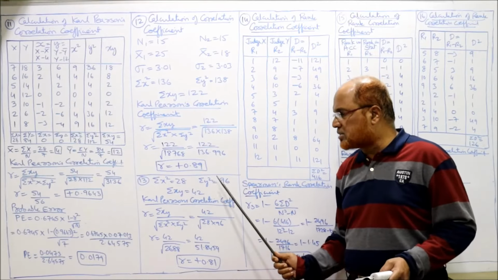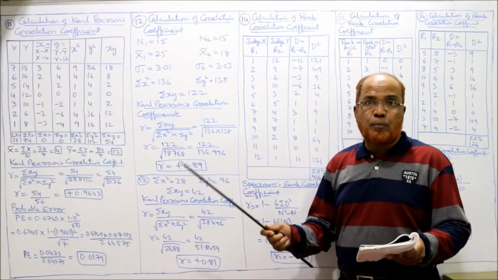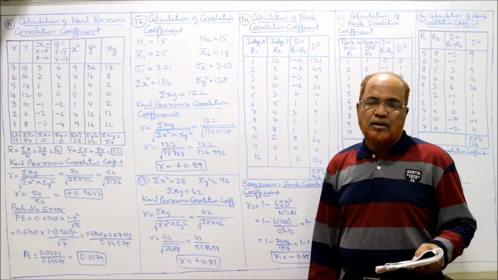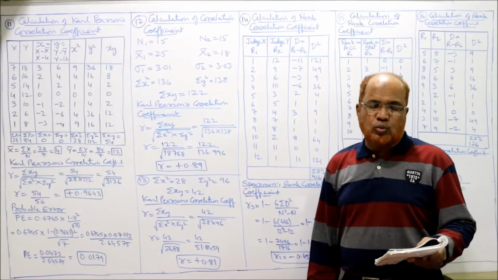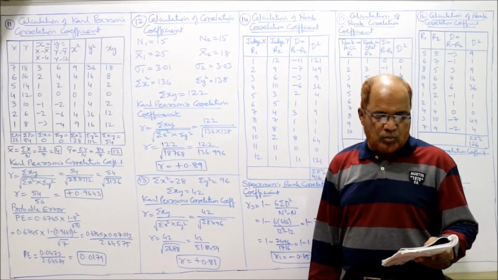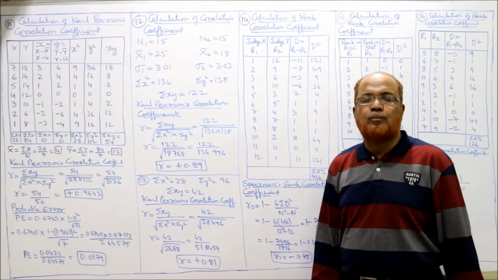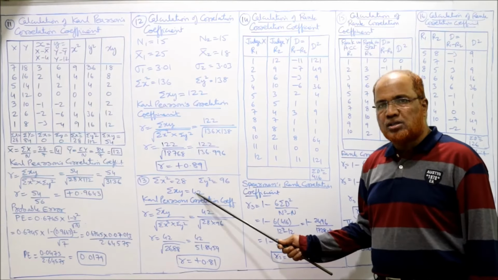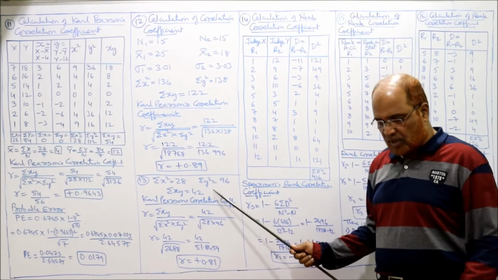So summation x square, summation y square. And sum of the product means multiply. Sum of the product x into y. Sum of the product of the deviations of the two series measured from the respective mean, 42. This is summation xy. So we are given summation xy 42, summation x square 28, summation y square 96.